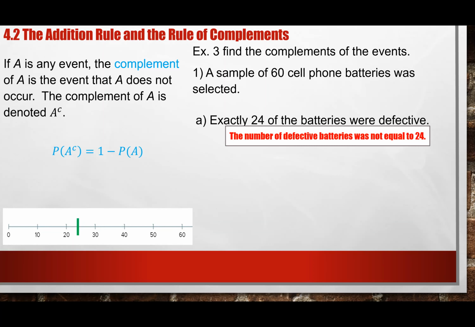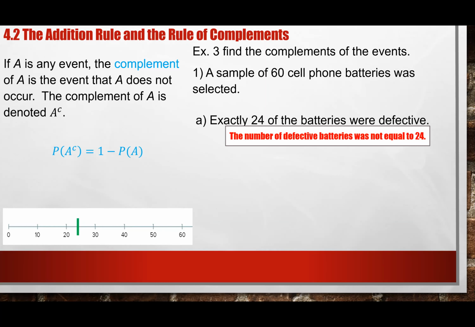Let's say exactly 24 is true. How can you make this exactly statement false? Well, as long as it's not equal to 24, then the statement is false. So again, if you took Math 120, think in terms of the negation, right? Think in terms of the opposite in that sense.